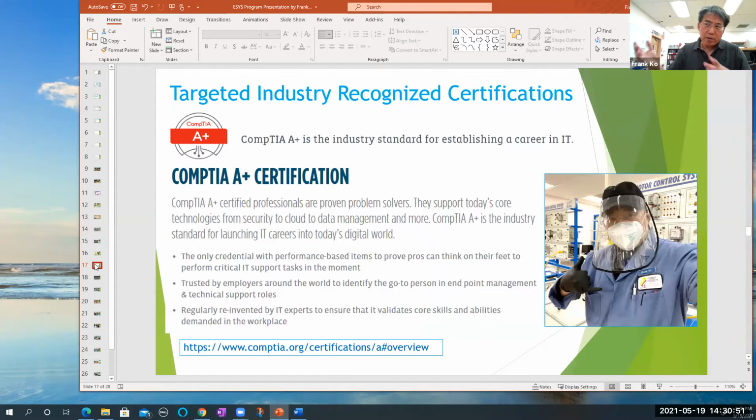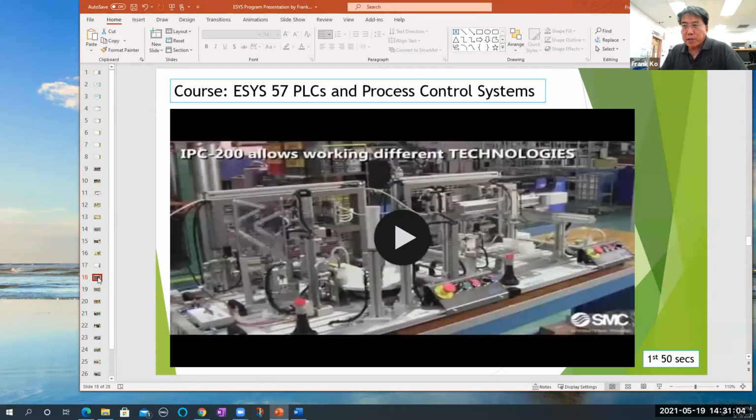In addition to that, other certifications that are important to our students, A+ certification is for computer hardware, computer software. And that is also part of the training of our electronic systems technology. So A+ is another one.